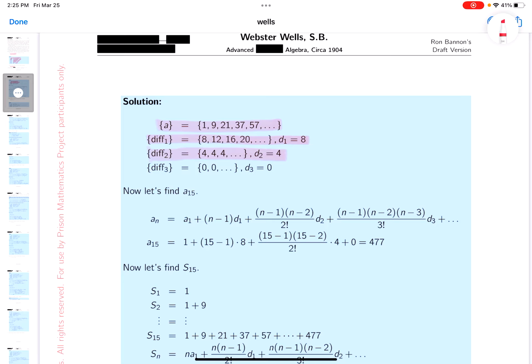D2 now is 4. What's the third difference? They're all going to be zeros. D3 is 0. So let's write down AN now. AN is going to be equal to this over here. And that goes on. What's nice about this, though, is D3 forward is going to be 0. So this makes it really easy to compute it.